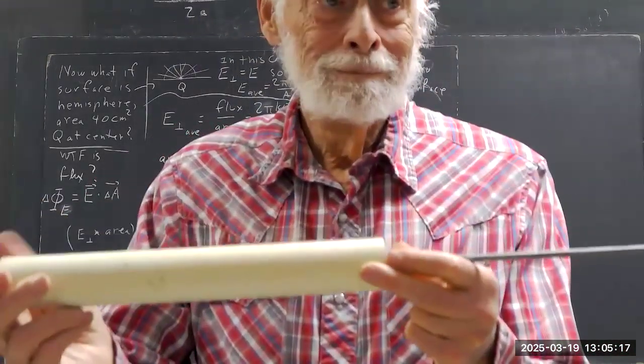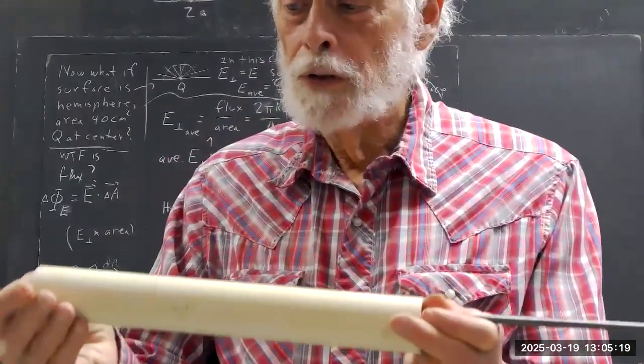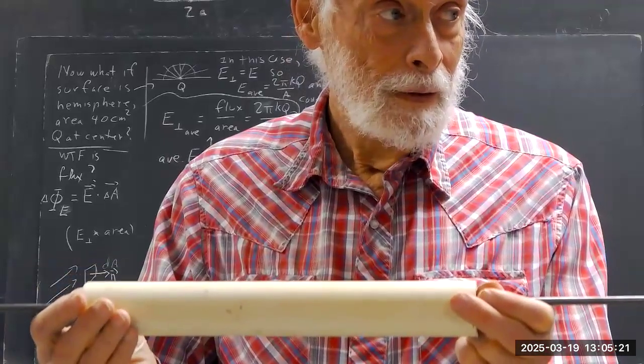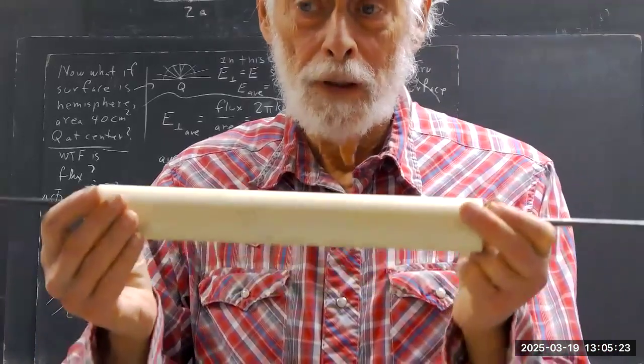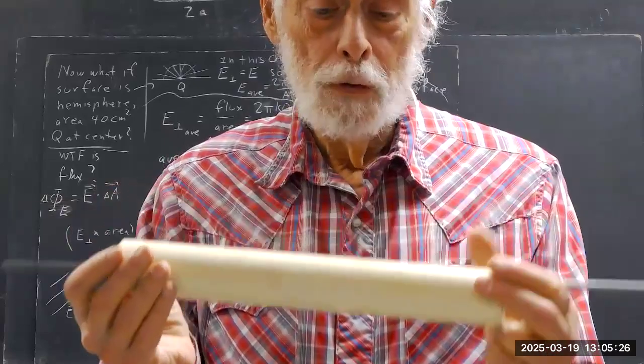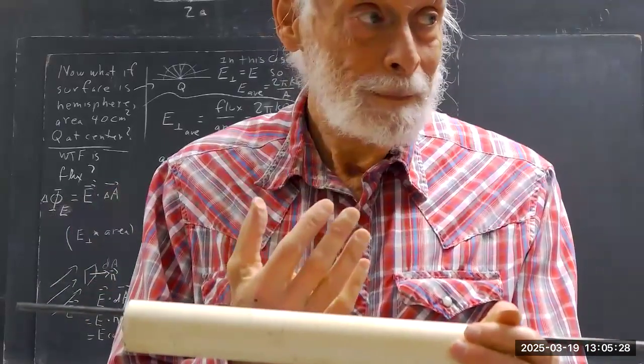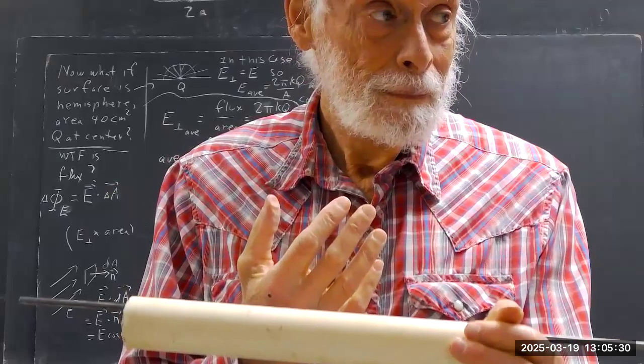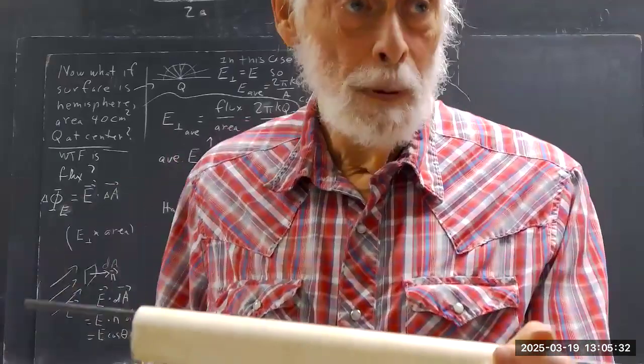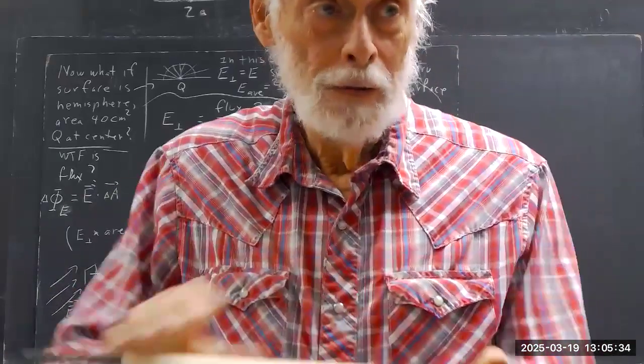Here's a cylinder. Total charge inside of here is just the charge density times the length of the cylinder. So total flux through the cylinder is just 4 pi k times the total charge in the cylinder.